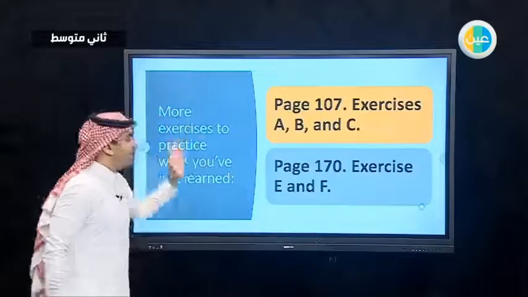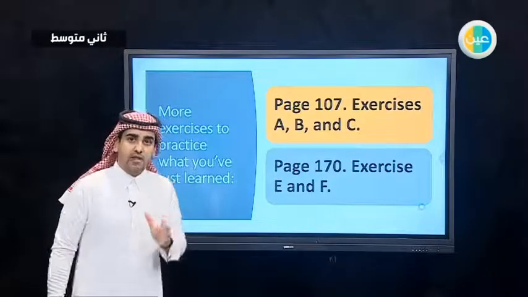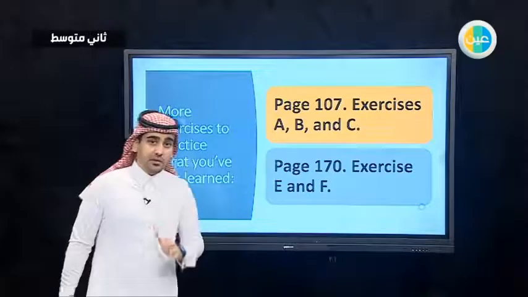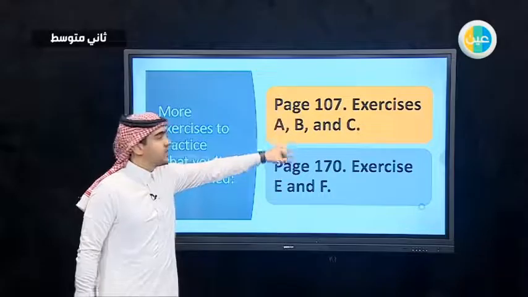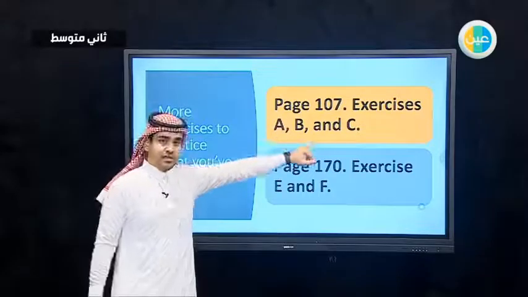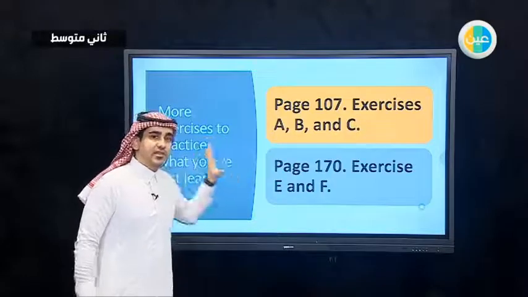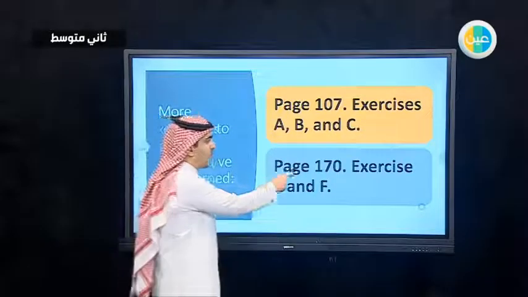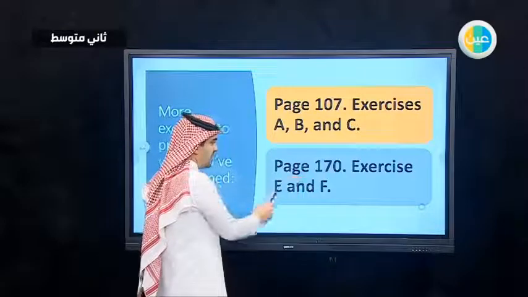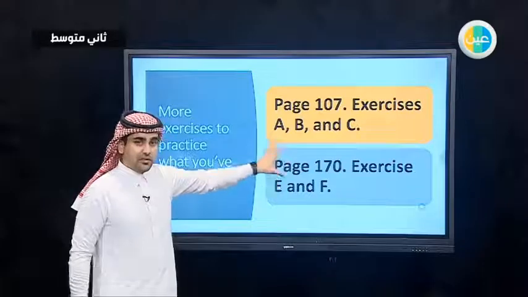If you want to do more exercises to make sure that you understood the lesson very well, you need to go to page 107 and do exercises A, B, and C. Those will help you a lot with understanding the grammar rule. Also there are some exercises on page 170, exercises E and F. Make sure you do those exercises.